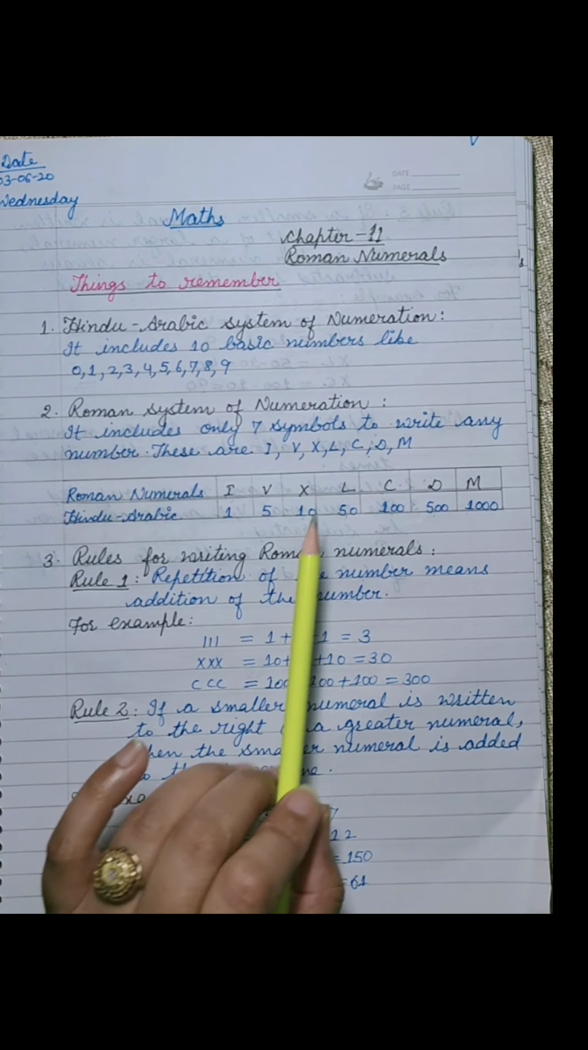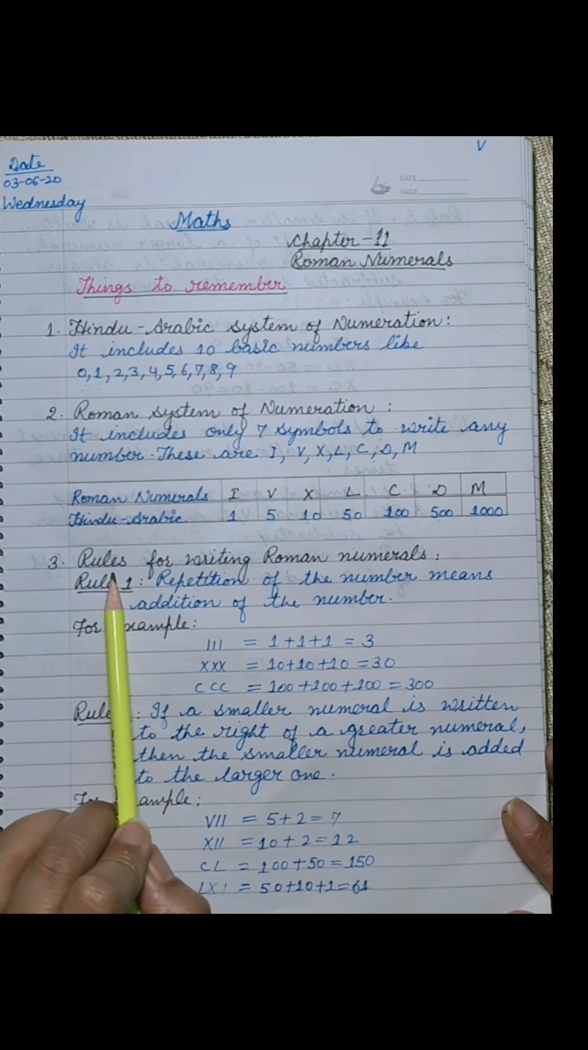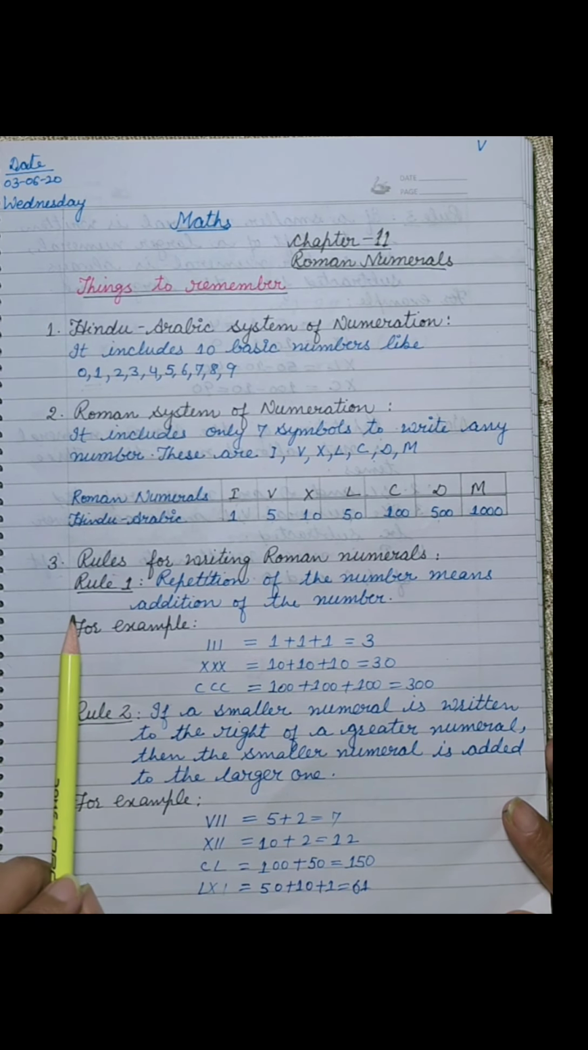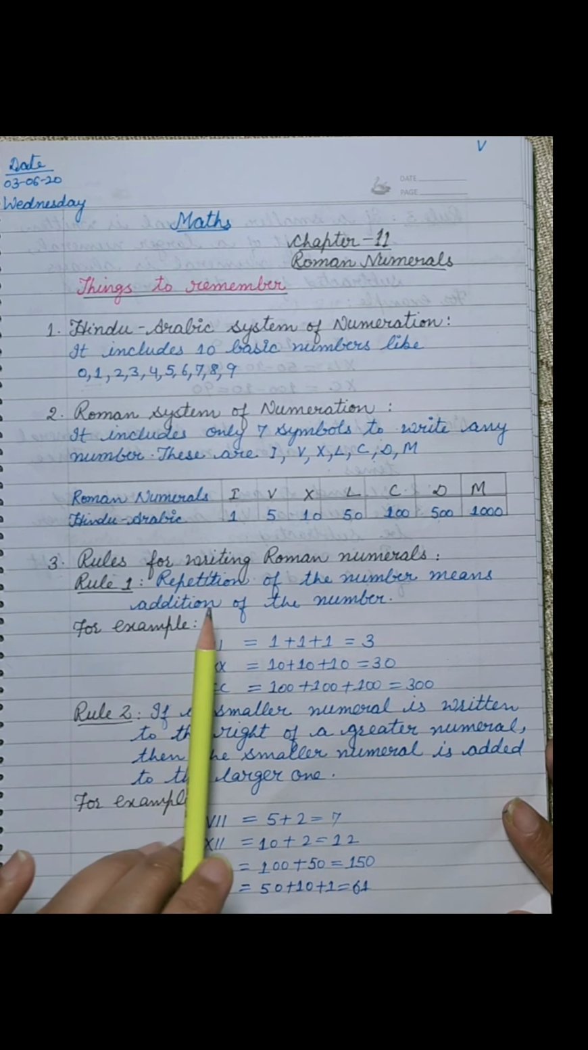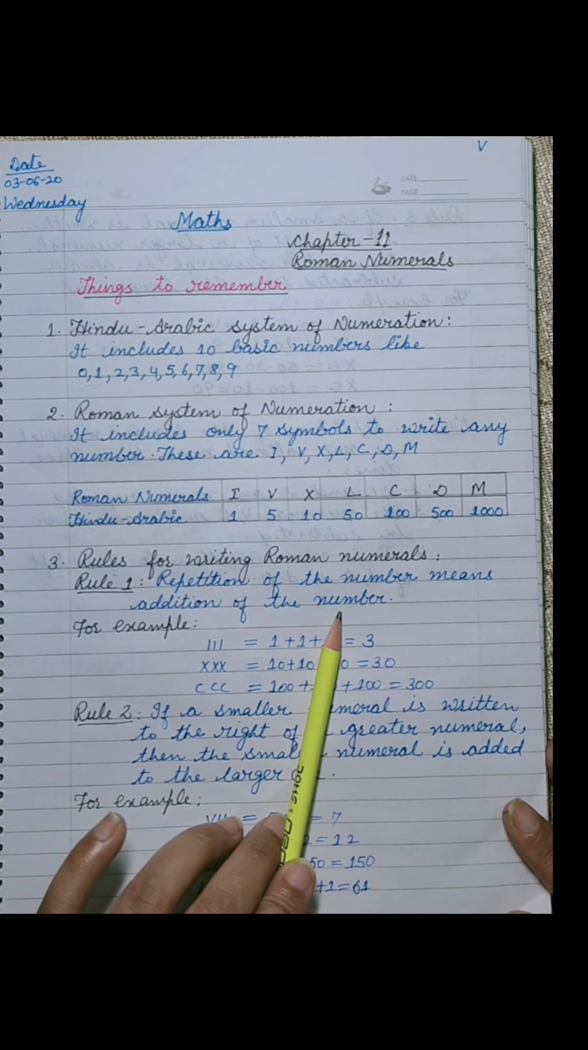There are 7 symbols. Next, we have some rules for writing Roman numerals. We have 3 rules. First rule is repetition of the number means addition of the number.